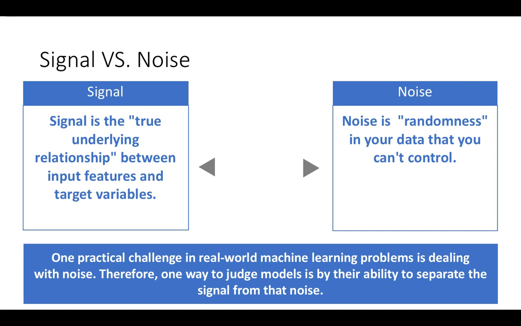So the practical challenge in real world machine learning problems is dealing with noise. How do I avoid that noise? How do I not read that and unnecessarily make a not so great predictive model? Therefore, one way to judge models is by their ability to separate the signal from that noise. That is the very important balancing act we have to do.